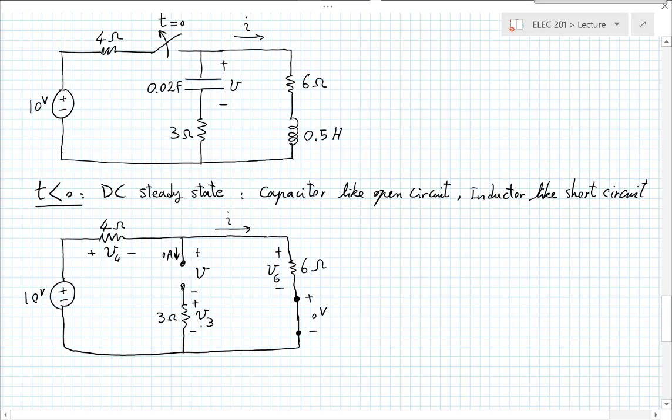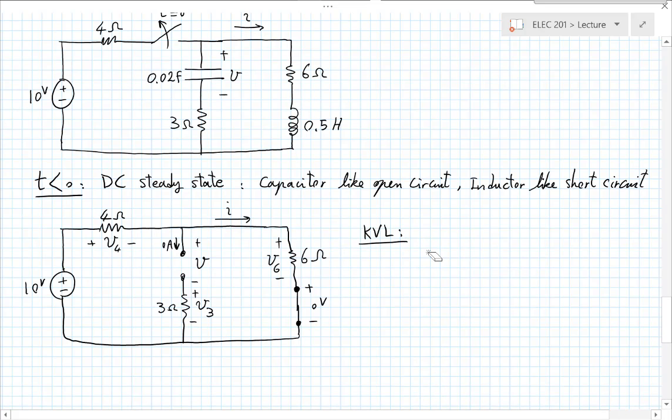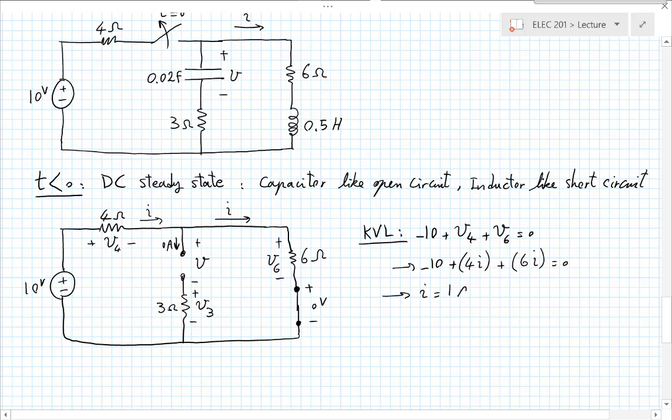But we have one big KVL on the big loop that will give us minus 10 plus V4 plus V6 equals 0. Now, what is the current going here through the V4, through the 4 ohm resistor? It's the same as I because there is no current branching off because of KCL at that node. So this is also I. So this is plus 4 times I plus the other one is 6 times I equals 0, from which then I conclude that I is 1 amp.